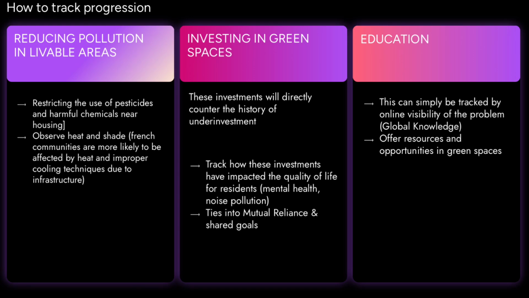A way to track the progression of these solutions would be, in places with a large amount of chemical and pesticide use, to check how much smog is in the air and the quality of air in the area, and then also in France to observe heat and shade, because the French communities are more likely to be affected by these factors and improper cooling techniques due to infrastructure.